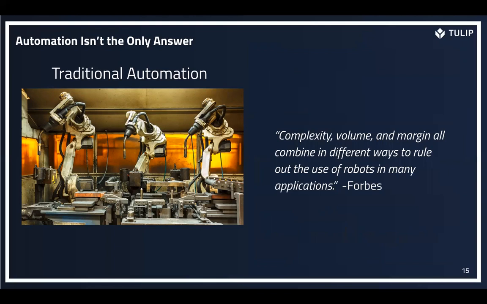Robots are expensive to purchase, and they're expensive to maintain, and they're expensive to scale. There are a lot of organizations that simply don't have the capital or production demand to make automation feasible. And I really like this quote, which reads: complexity, volume, and margin all combine in different ways to rule out the use of robots in many applications. And I like it because of these three factors, complexity, volume, and margin, there's not one that's the deciding factor. They interact in different ways in a particular operation that defines whether or not automation is useful. And it's useful to think about those three and the way they inflect one another.